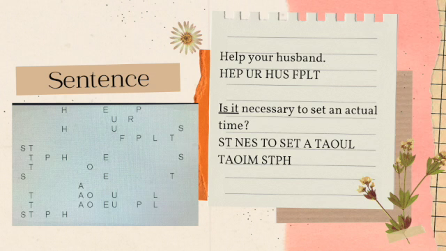For the second sentence, is it necessary to set an actual time? So we have initial N, vowel E, final S for necessary, initial T, vowel O for to, initial S, vowel E, final T for set, vowel A for an, initial T, long U, final L for actual, initial T, long I, final M for time, and then we have initials STPH for question mark.